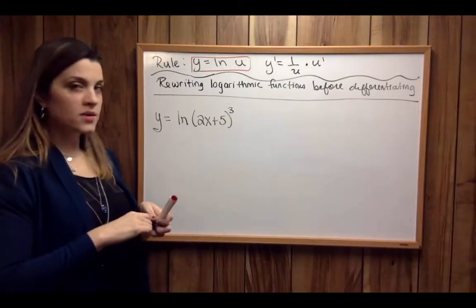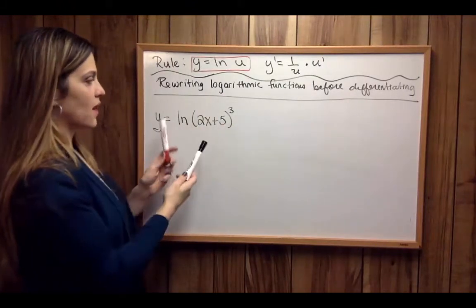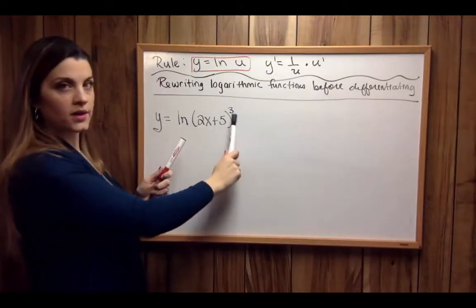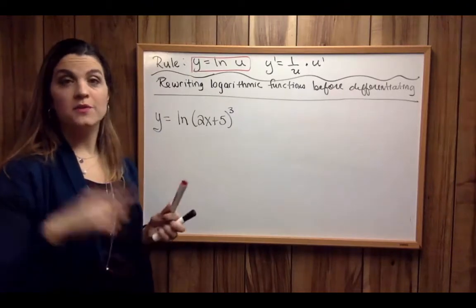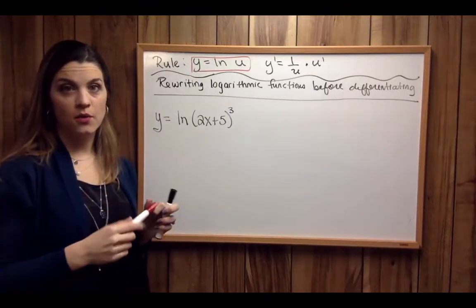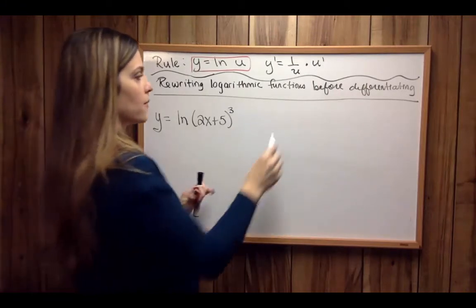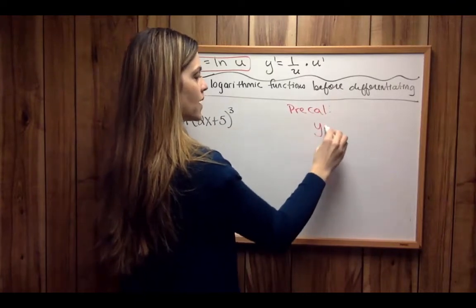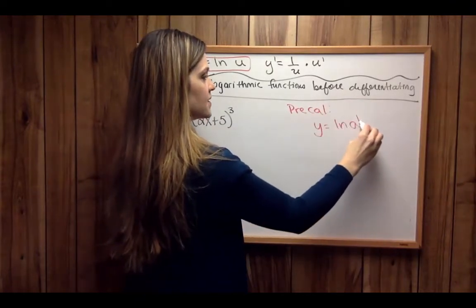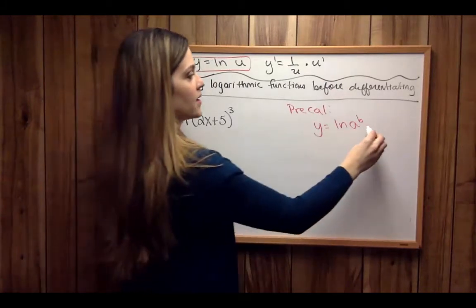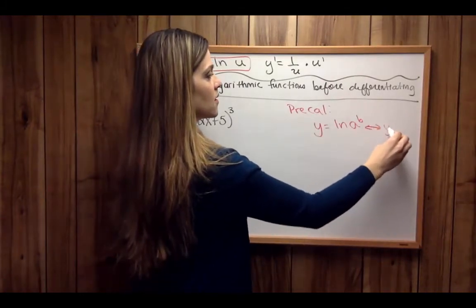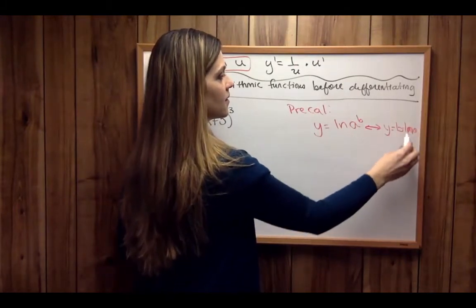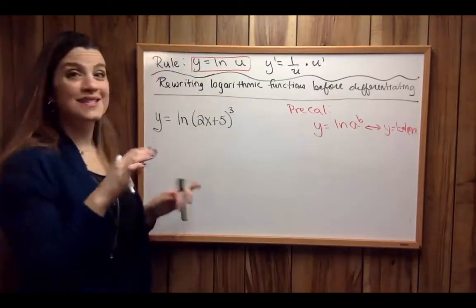What you see originally when you have a question like this is a log, or ln, of some expression raised to an exponent. So you have to think of your laws of logarithms from pre-calculus that were initially posted in one of the videos. Remember, pre-calc rule: when you have y is equal to ln of a to the b, that can be rewritten as b times ln a.